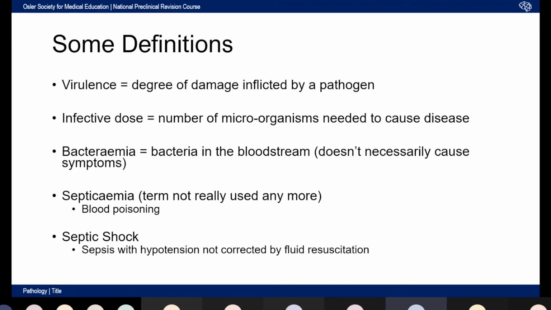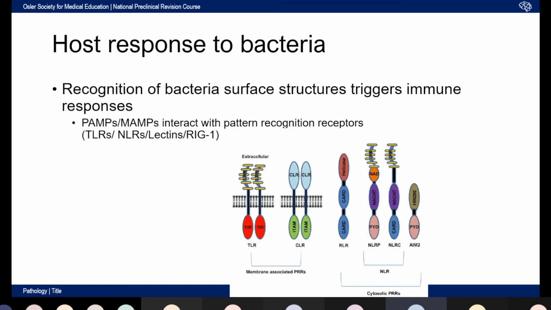So here are some definitions. The virulence is the degree of damage that's inflicted by a pathogen. Infective dose is the number of microorganisms needed to cause a disease. Bacteremia is bacteria in the bloodstream, but this isn't necessarily associated with symptoms. So activities of daily life can cause bacteremia, which isn't normally associated with symptoms. But septicemia, which isn't really used anymore, is blood poisoning. So that's when there's bacteria in the blood and it's causing symptoms. And then septic shock is when you have sepsis with hypotension that can't be corrected by fluid resuscitation.